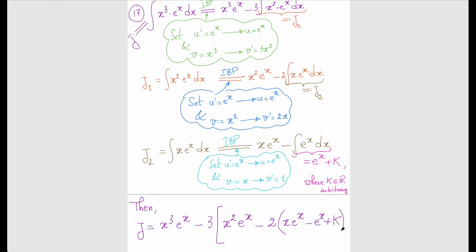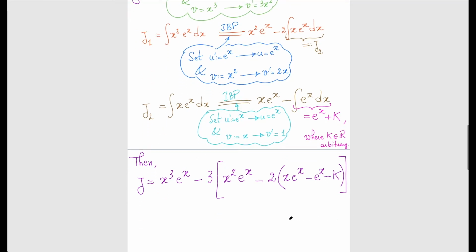That's what j2 is. So one more time, j is equal to x cubed e^x minus 3 times j1, and j1 is x squared e^x minus 2 times j2, and this is j2: x e^x minus e^x, technically it should be minus k. All right, let's keep it minus k. And k is an arbitrary constant in R.